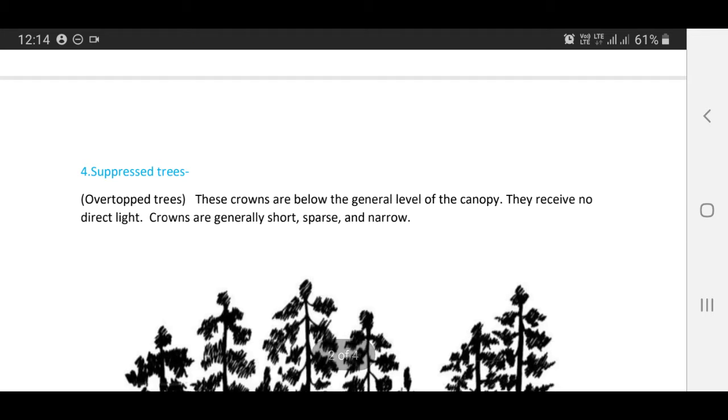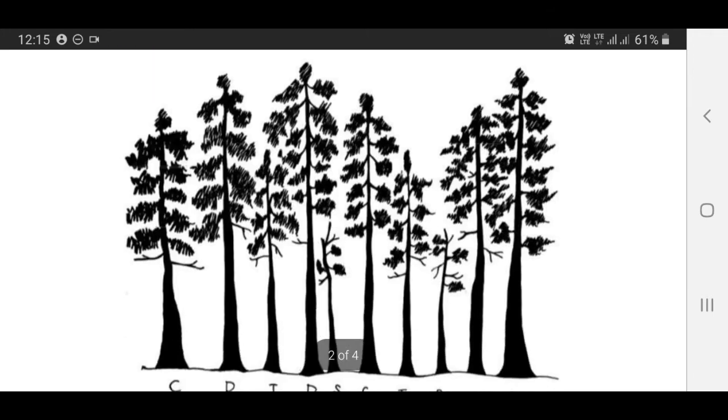Now we discuss suppressed trees. They are also known as overtopped trees. It means they are covered by the dominant, codominant, and intermediate trees. These crowns are below the general level of the canopy. They receive no direct light. Crowns are generally short, sparse, and narrow. Their growth and development is very poor because they are not receiving light from any source, that is from the top of the trees or even from the side canopies.